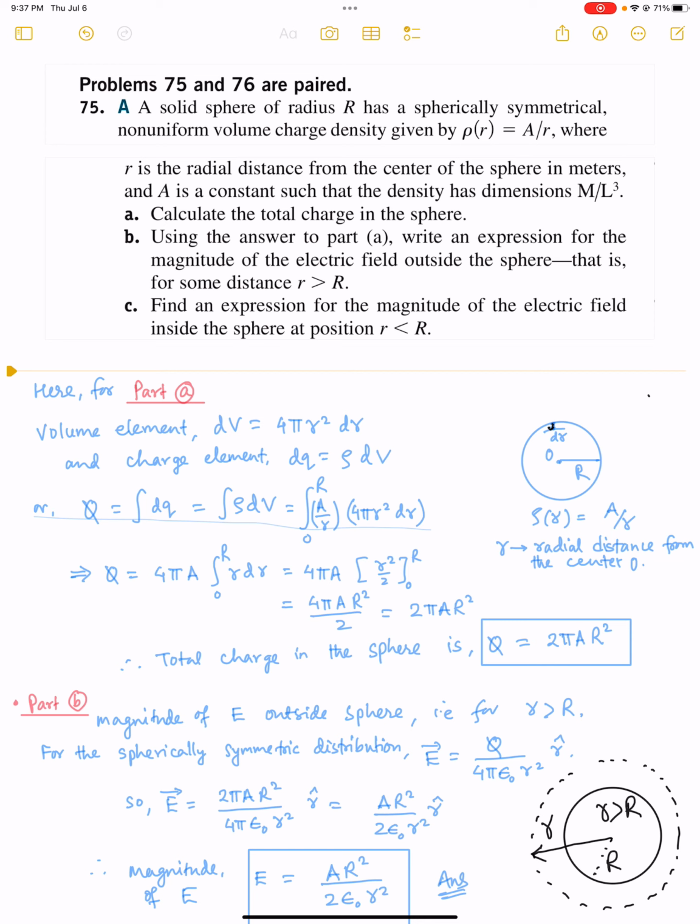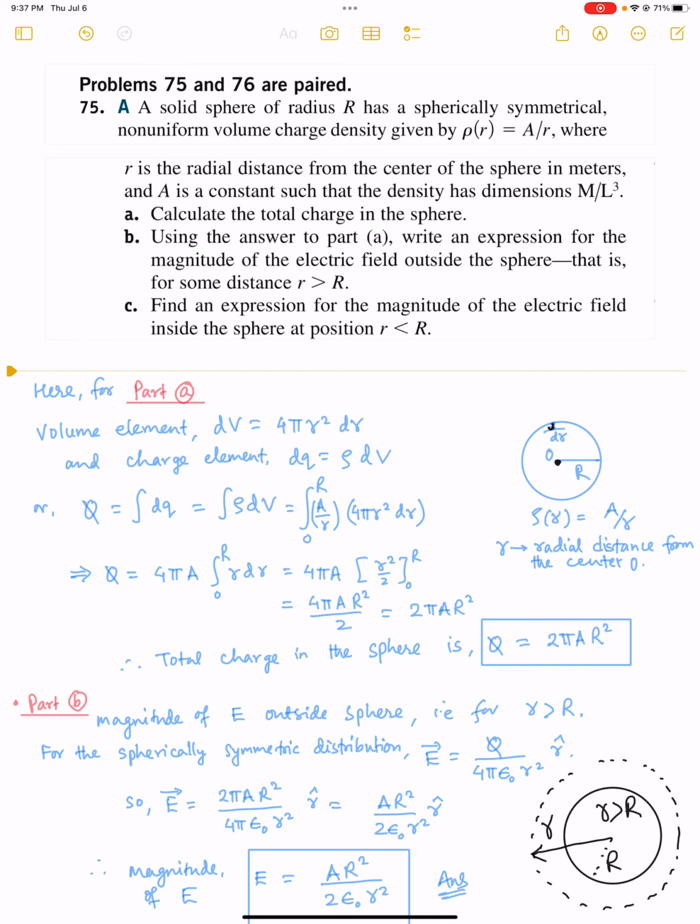charge density. So the charge is not uniformly distributed in this case. The volume charge density is given as rho(r) equals a over r, where r is the radial distance from the center, somewhere here. This is the center, and the radius is R, so r is somewhere within the range 0 to R. And a is a constant such that the density has dimensions M over L cubed.